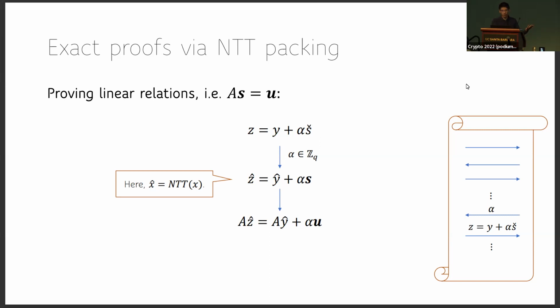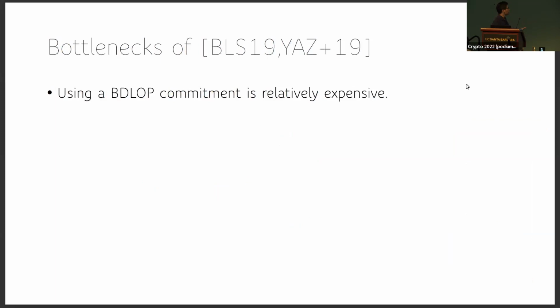And then because we have s on the right-hand side, we can multiply by A. And we have Az hat is equal to Ay hat plus alpha u. So the idea is that before sending alpha, the prover will send Ay hat. The verifier sends alpha, we send the z, and then the verifier just checks that Az hat is equal to Ay hat plus alpha u. So that's the intuition on the linear proof. So that's basically the BLS 19, Yang-Genal 19 protocol from Crypto 19. With this protocol, the authors proved the benchmark equation in less than 400 kilobytes.